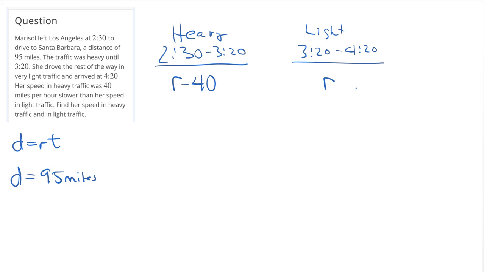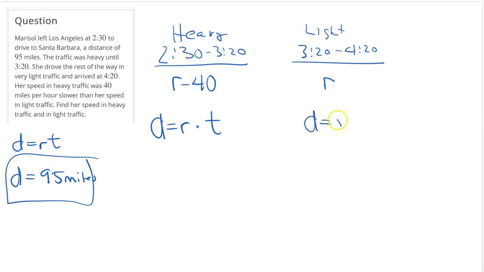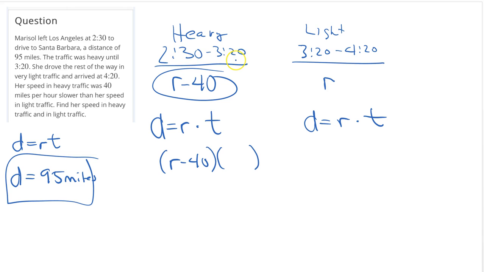Now, we know that the total distance back over here is 95 miles. So if we set up a formula right here, distance equals rate times time for this situation, and distance equals rate times time for this situation. Well, we know our rate is R minus 40. How long did she do R minus 40? Well, that was from 2:30 to 3:20.